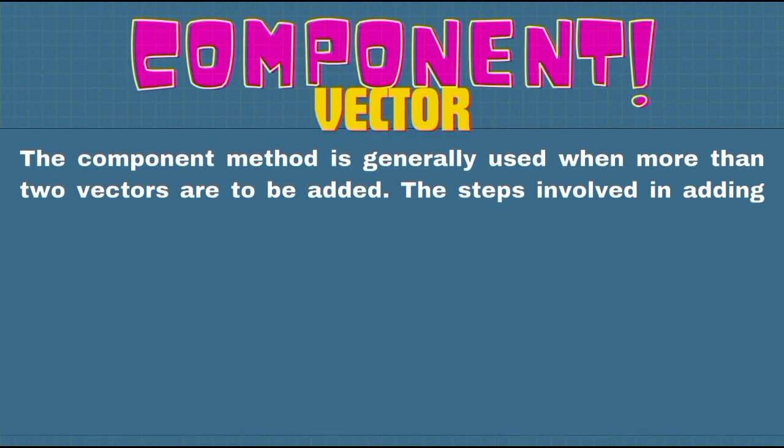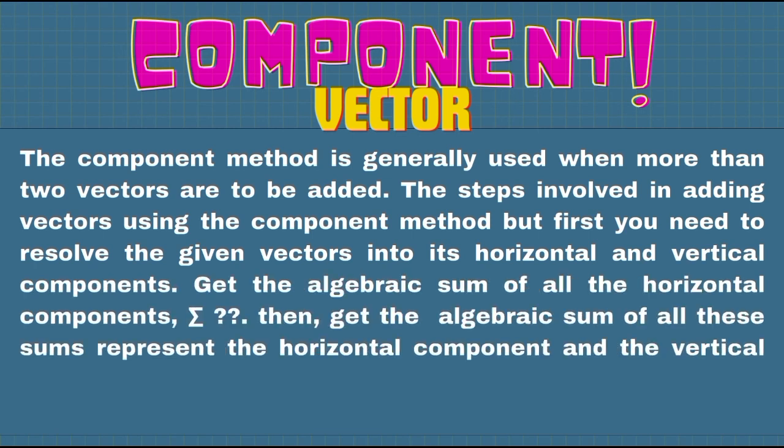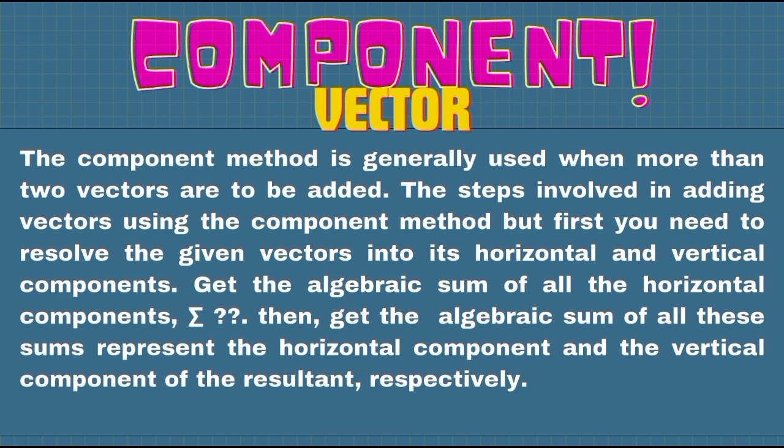Component vector. The component method is generally used when more than two vectors are to be added. The steps involved in adding vectors using the component method: first, you need to resolve the given vectors into their horizontal and vertical components. Get the algebraic sum of all the horizontal components, then get the algebraic sum of all the vertical components. These sums represent the horizontal component and the vertical component of the resultant respectively.